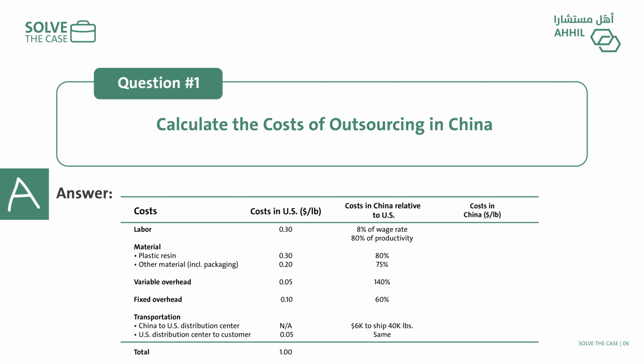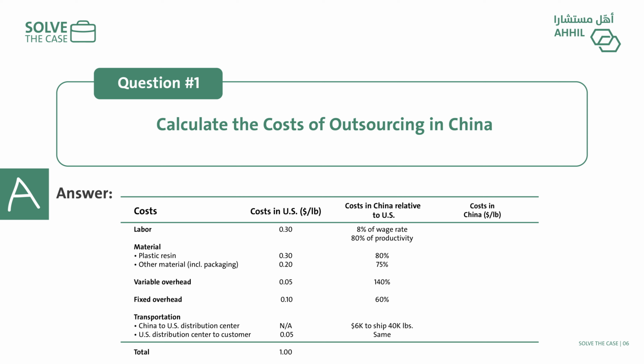But at the same time, productivity in China is less by 20% than productivity in the US. So how do we account for this?